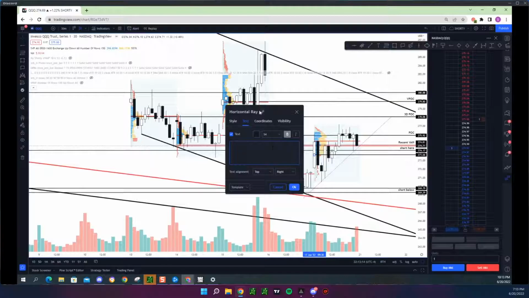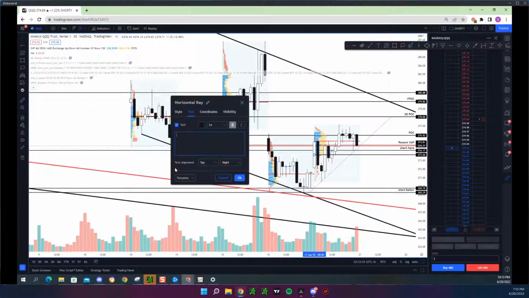What is this called? Cuban, what is this called? Is that your first profit target? Yes, but why? Why is that our first profit target? Value area low. Value area low.